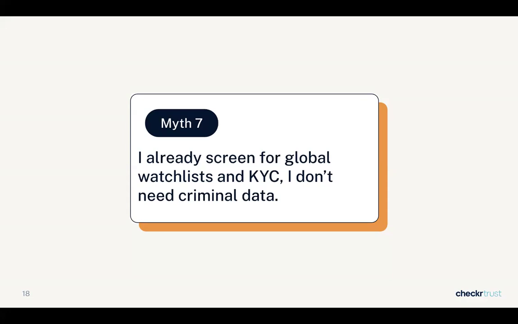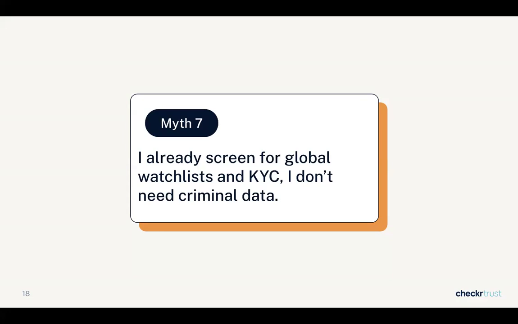All right, we are at myth 7, our last one. I already screened for a global watch list and I have some type of know your customer program, so I don't need to use criminal data. More broadly, this is a myth for those who have some type of customer identification or some other compliance requirement.